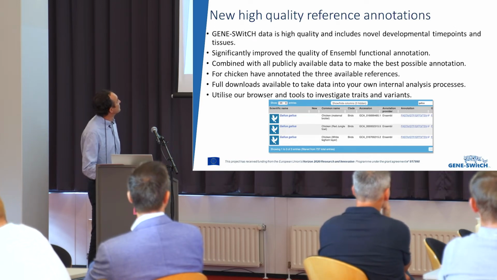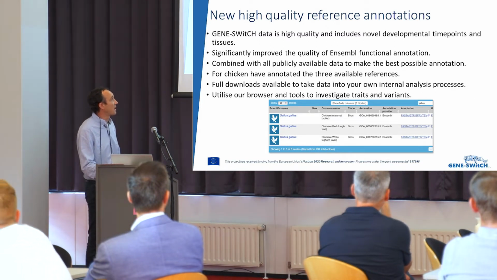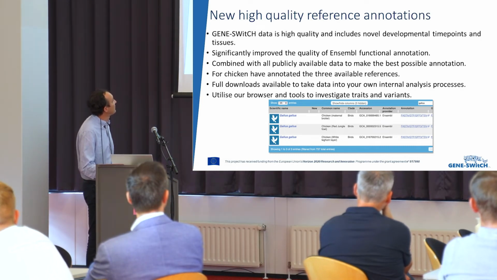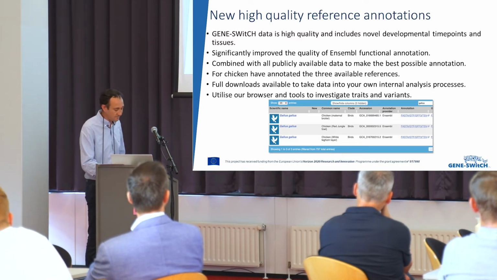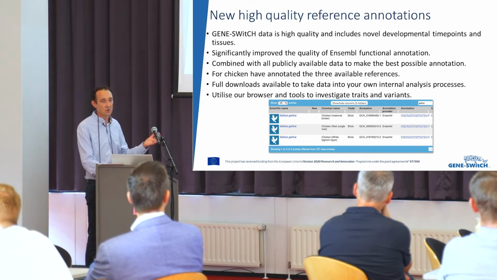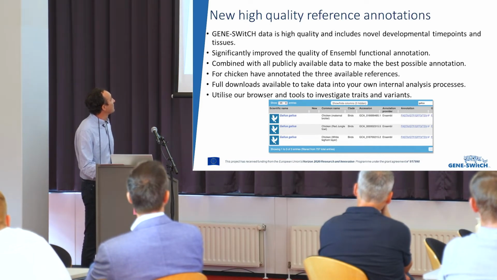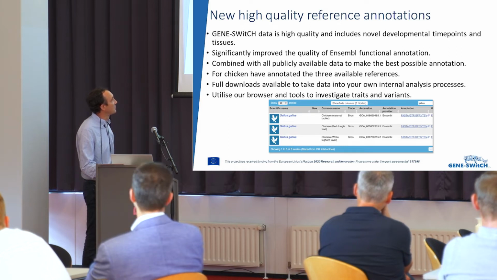And by using the GENE-SWitCH dataset, it will include also developmental time points and tissues. And it will increase significantly what is today available in the Ensembl database. If you're working with it, you know that it's not totally perfect. The idea is also to combine Ensembl data with all publicly available data to make the best possible annotation. So not only the GENE-SWitCH project, but all the things that can be done to improve the annotations for these two species.